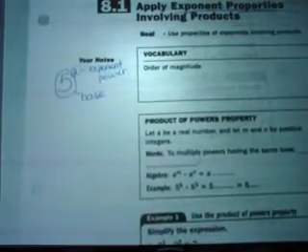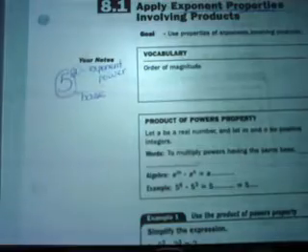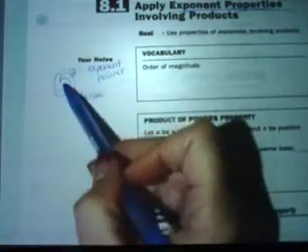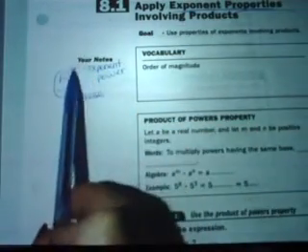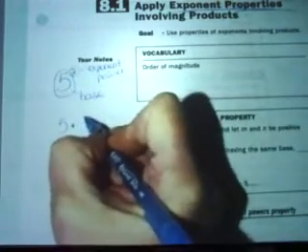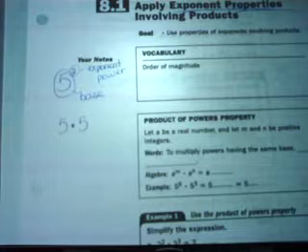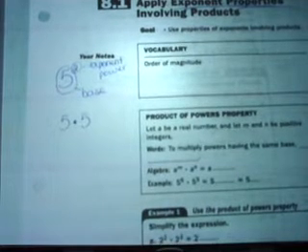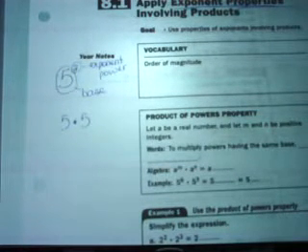Alright, so what exactly does 5 squared or 5 to the second power mean? That doesn't mean 5 times 2. This exponent tells you how many times to multiply the base. So it really becomes 5 times 5. Okay? So a short way of writing 5 times 5 would be 5 squared.